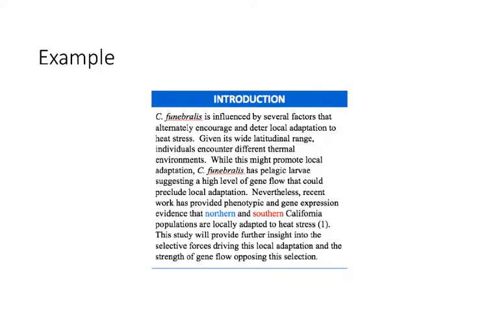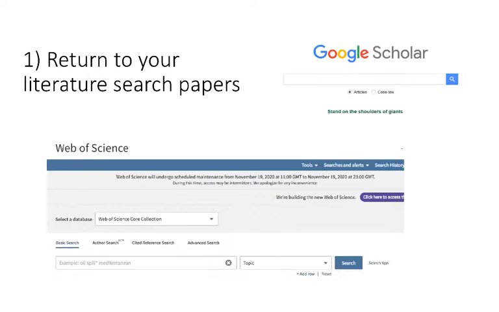Here's an example from my poster. This is the entire introduction section, so again, it's not very long. I'll give some details later about roughly how long it should be. So how do you go about writing this section?